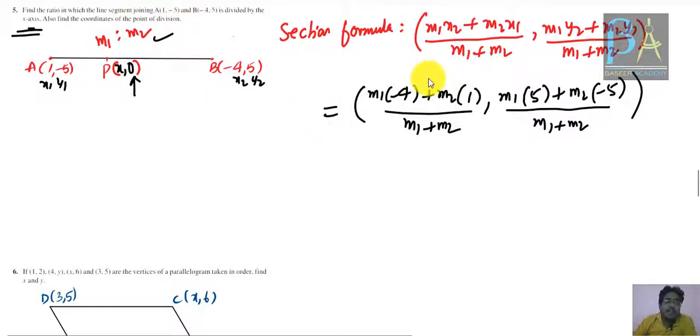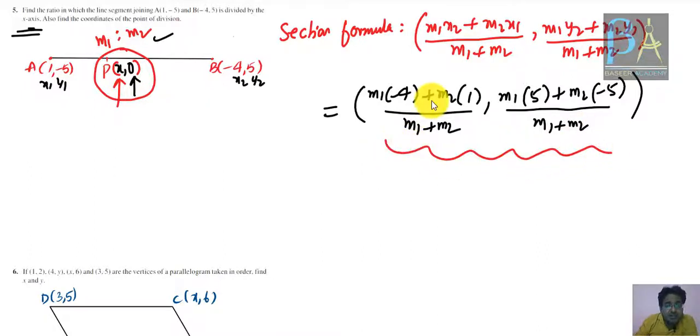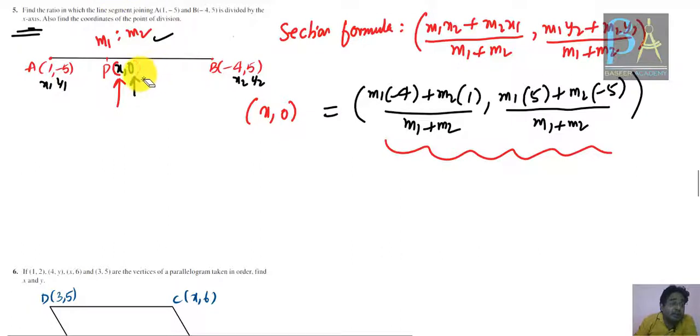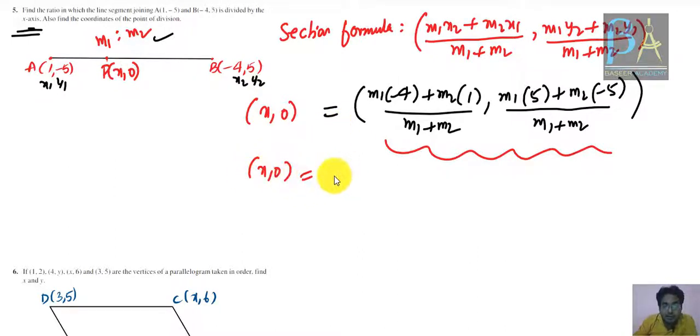What do I get when I use the section formula? Obviously, when you use the section formula, you get the coordinates of a point which is dividing a line segment in a certain ratio. And I have the coordinates of the point as x comma 0. So I have to equate this with x comma 0 because I'm assuming that the point on the x-axis is x comma 0, as on the x-axis the y-coordinate is 0. Now what do I do? Let us simplify the right hand side.